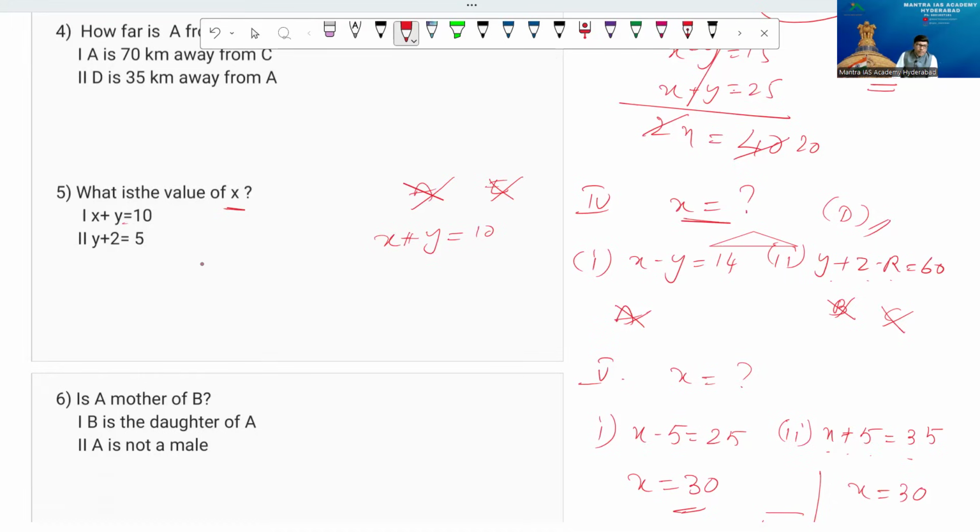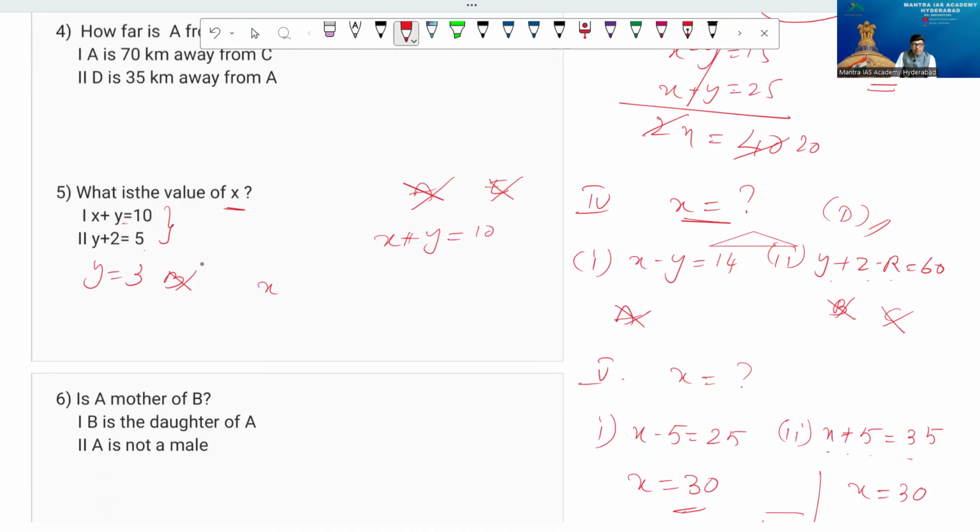Now come to the second statement. Y plus 2 is 5, so Y is equal to 3. My question is X, so even the second statement is not at all suitable. You can say the second statement is not sufficient to answer the question. Our answer is not A, not B. Then we have to club the statements, or combine the statements, and if we get the answer it is C, otherwise D.